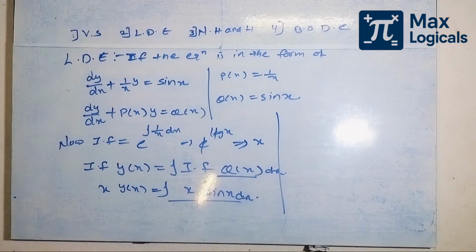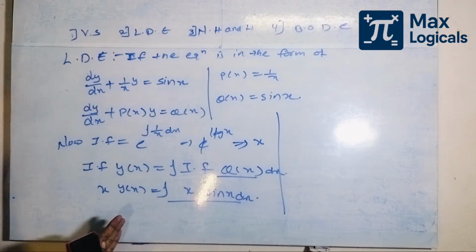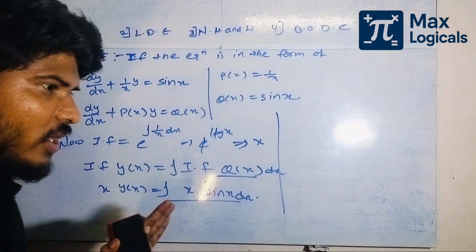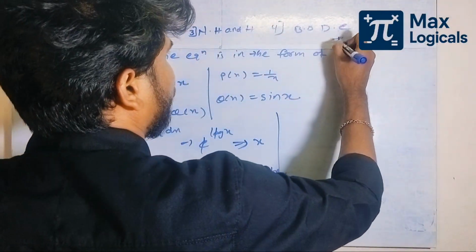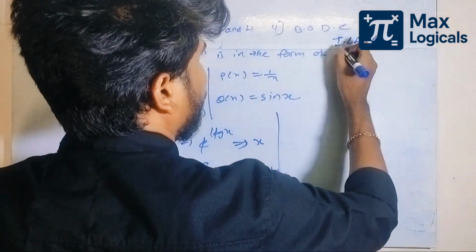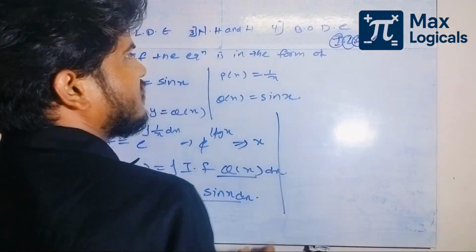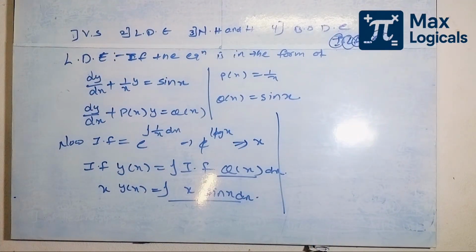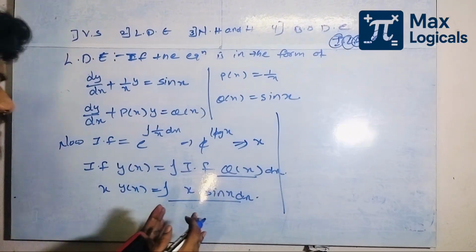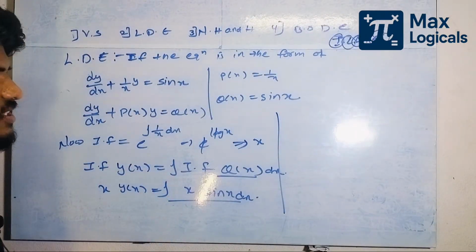Now we find the integration of this function. Here we have two functions, one is x and one is sin x. Before we go on, we remember the ILATE rule. I means inverse function, L means logarithmic function, A means algebraic function, T means trigonometric function, and E means exponential function. First we consider x as the algebraic function and sin x as the trigonometric function. So first we consider the algebraic function.